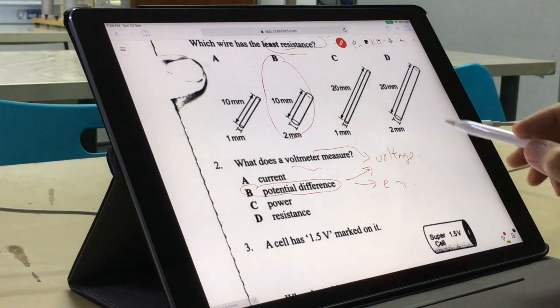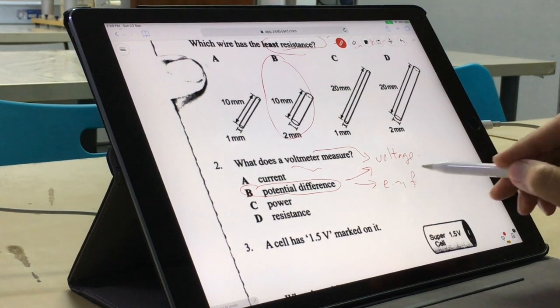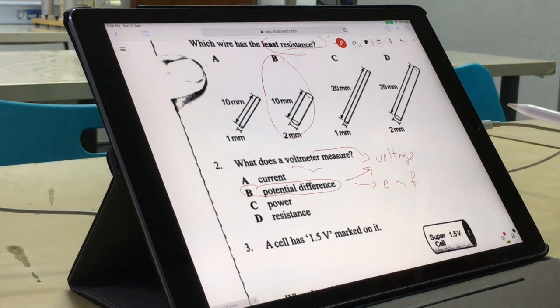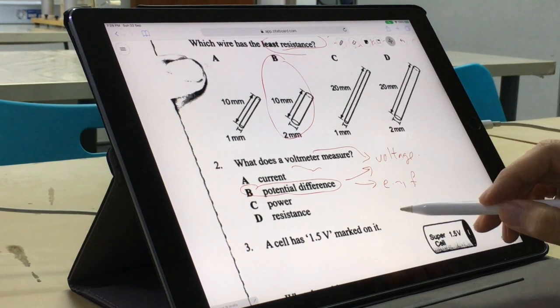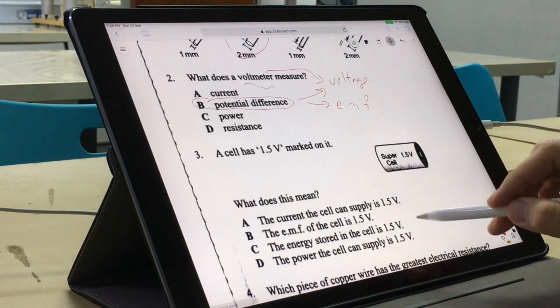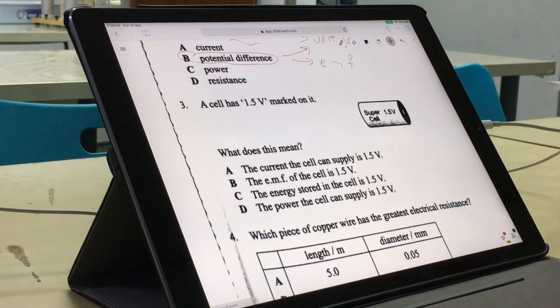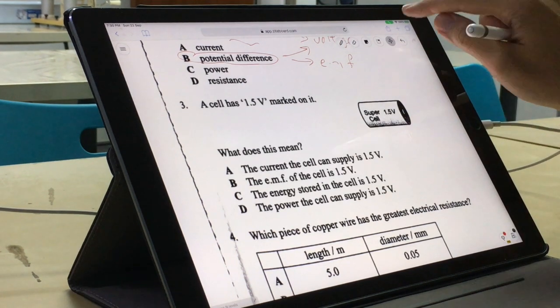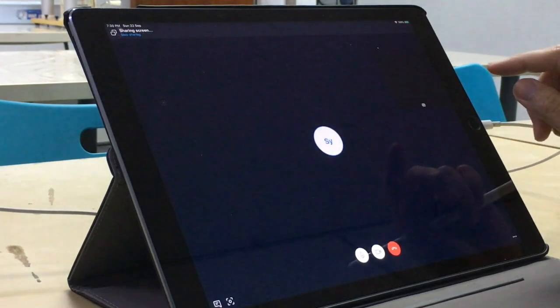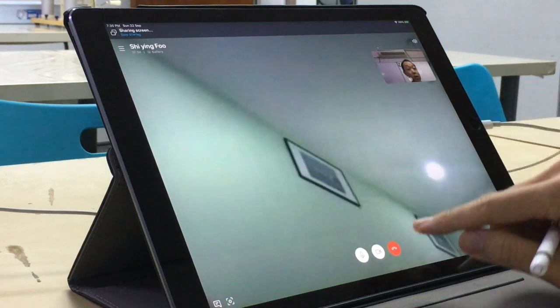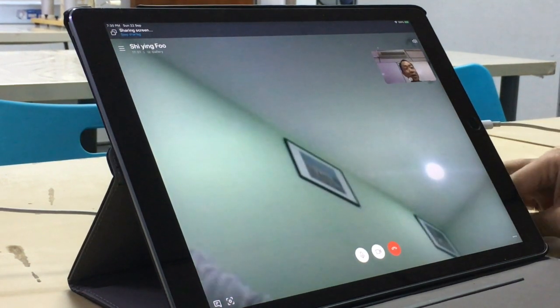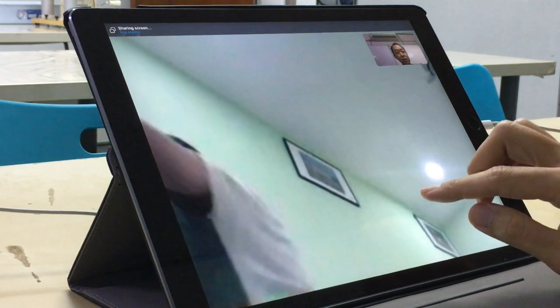Sorry, can you still see? Yeah, I can see. Can you see the screen? Yeah. Because just now I got an error message. Okay, question number 3. Can you see question number 3? I can see the top only. Something is wrong with the screen. Wait, give me a minute. It just showed an error. Let me switch off and on again. I switch off first.